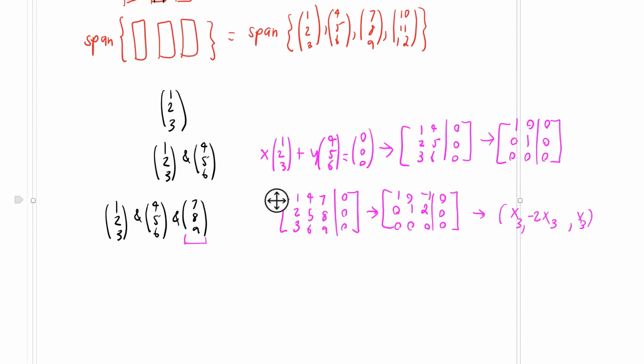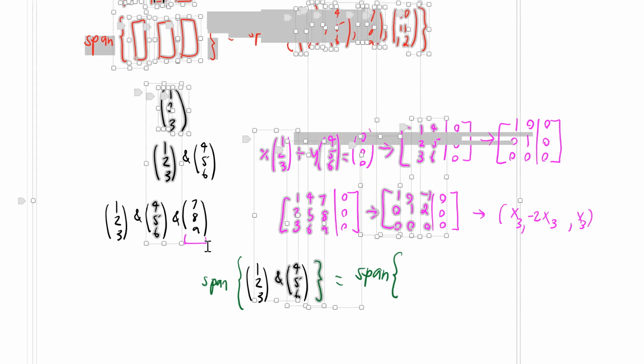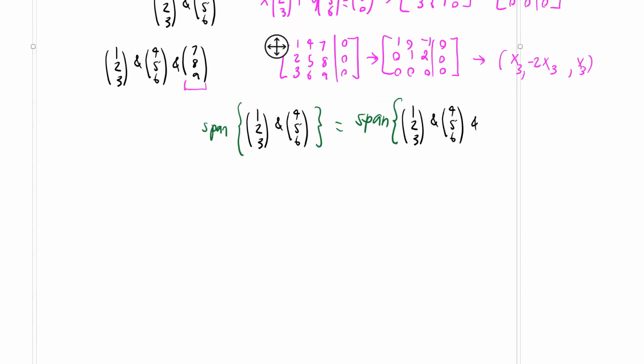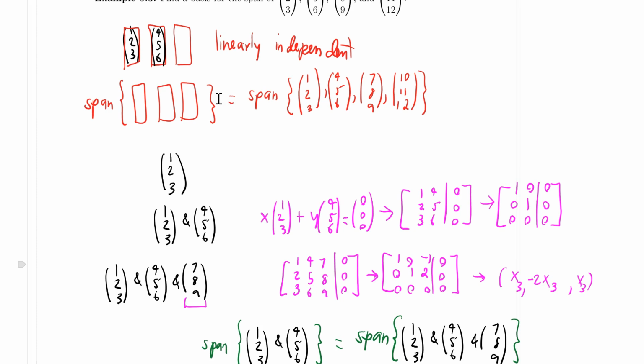One thing I want to note before I forget is that the span of 1, 2, 3 and 4, 5, 6 is going to be the same as the span of the 3 vectors altogether, including 7, 8, 9. The span of just the first two is enough to cover 7, 8, 9, because the vector 7, 8, 9 is a linear combination of the first two. So I should not put in 7, 8, 9.